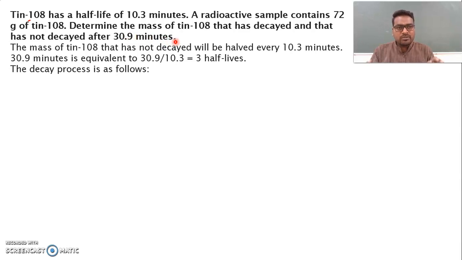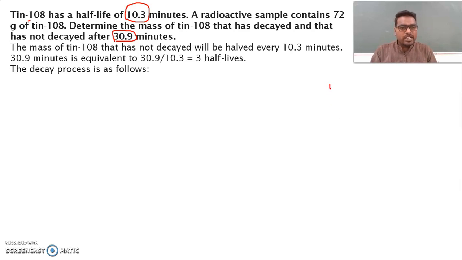Dear students, the question is very simple. We have a radioactive tin, and its half-life is given. So write the given: T half is equal to 10.3. Using this data, we have to calculate the amount of tin disintegrated after 30.9 minutes, and then the amount of tin remaining after 30.9 minutes.